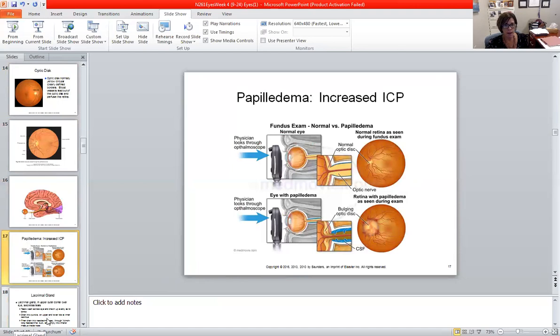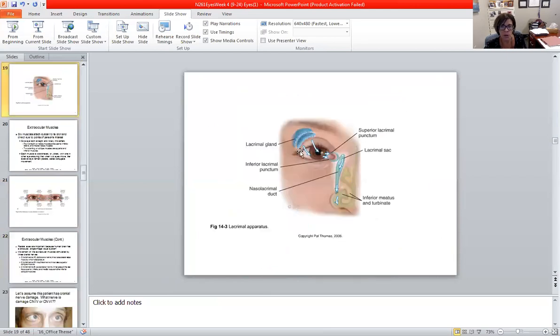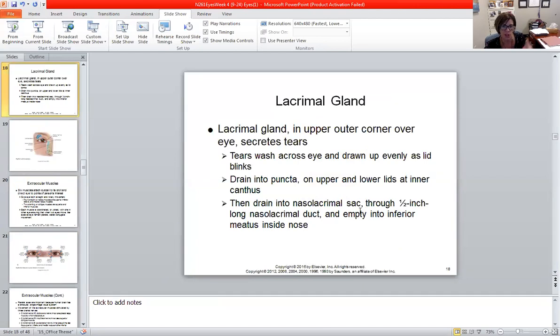The other part I want to talk to you about is what's called the lacrimal gland, because this is something important that nurses should know. So this is actually in the upper outer corner of your eye, and it secretes tears. So if you look at this picture, here's your lacrimal gland. It secretes tears into your eyes. It goes down the lacrimal sac and into the turbinates of the nose and eventually out of the body.